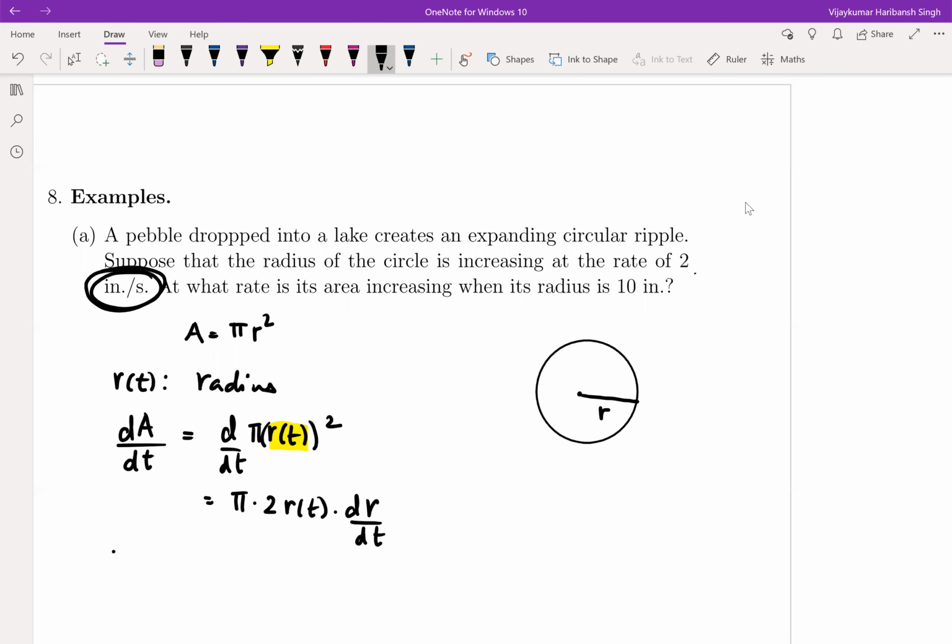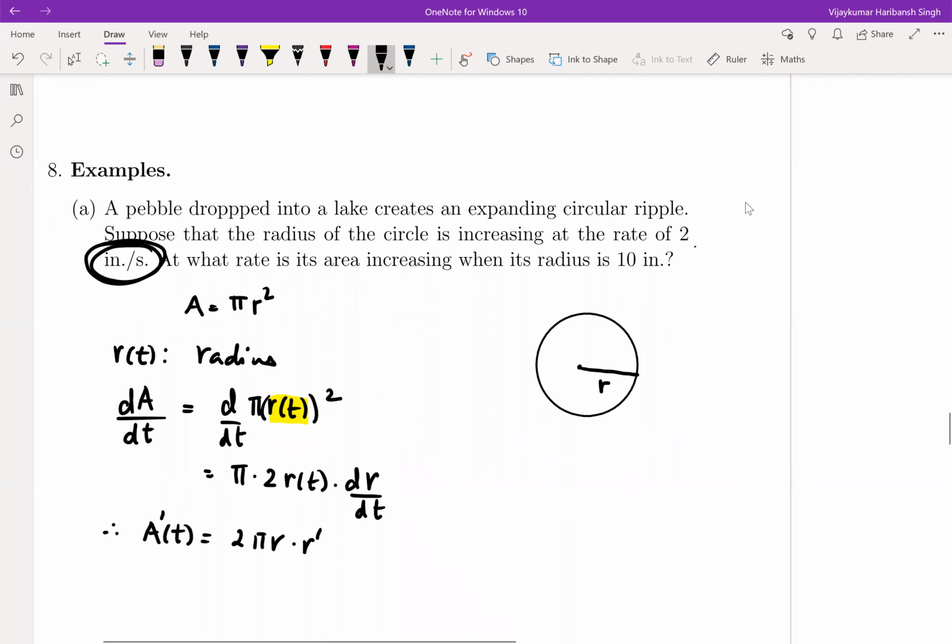So what do we get? Therefore, A prime t equals 2 pi r times r prime. Even though I'm not writing t for r, it's clear that r is a function of t. So I've written it in both notations.